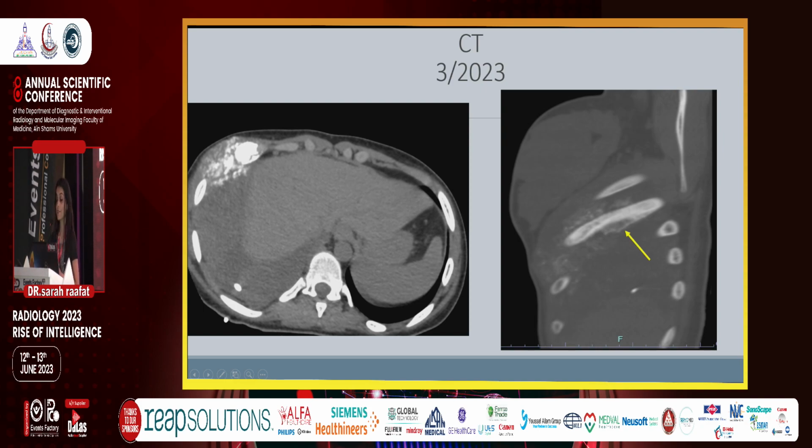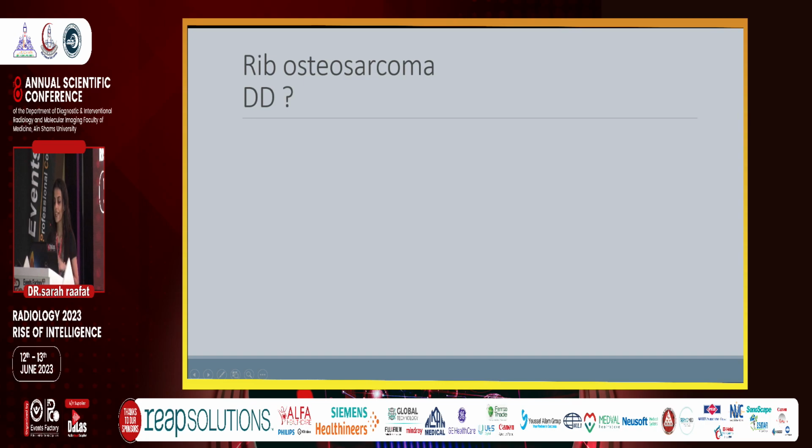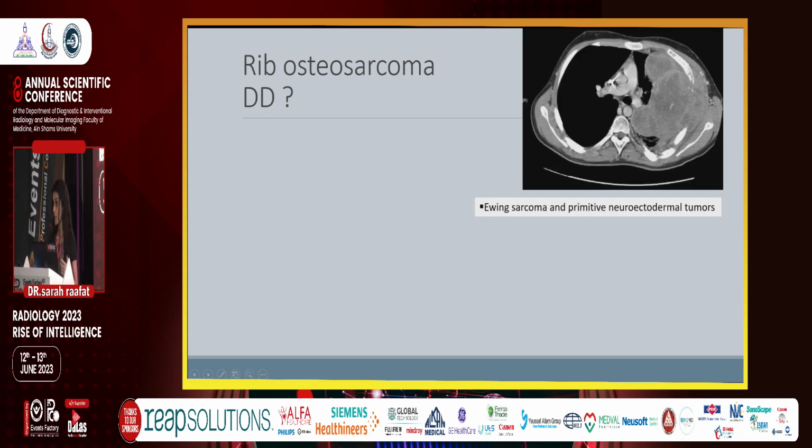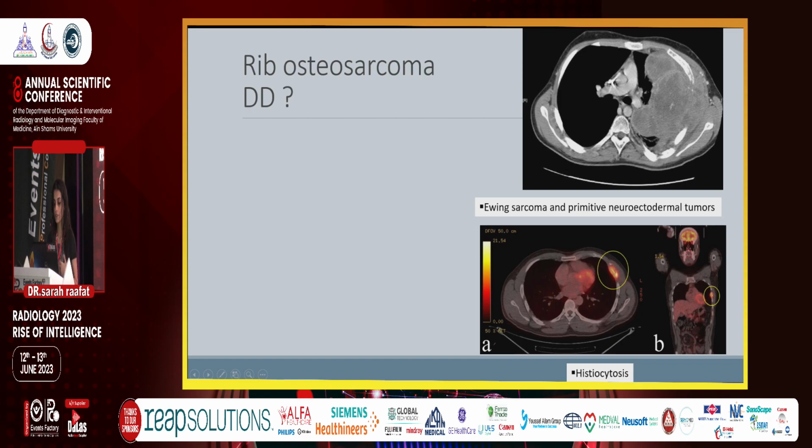sunburst appearance, textbook. We all know what this can be, or we have it in our mind. This is rib osteosarcoma. Now, because osteosarcomas are not commonly in the ribs, we have to put other considerations. We're talking about rarity here. So the differential is Ewing sarcoma, but with Ewing sarcoma, calcifications in the soft tissue component is not that common. So what else can we think of?